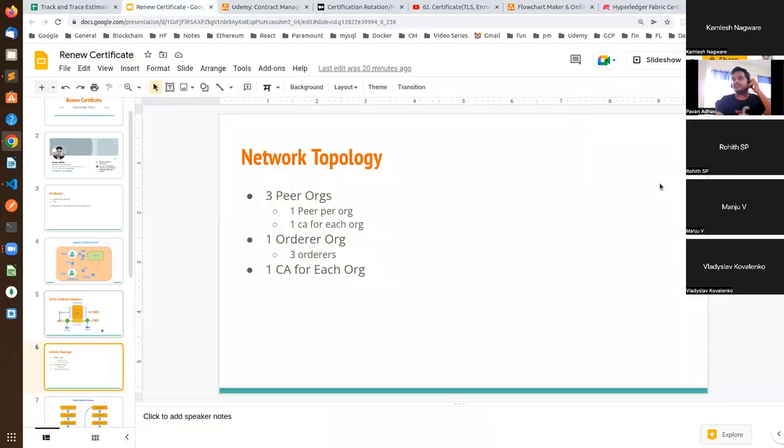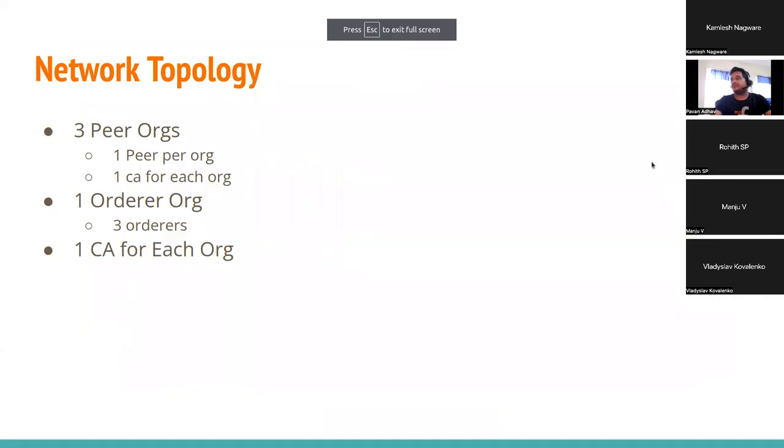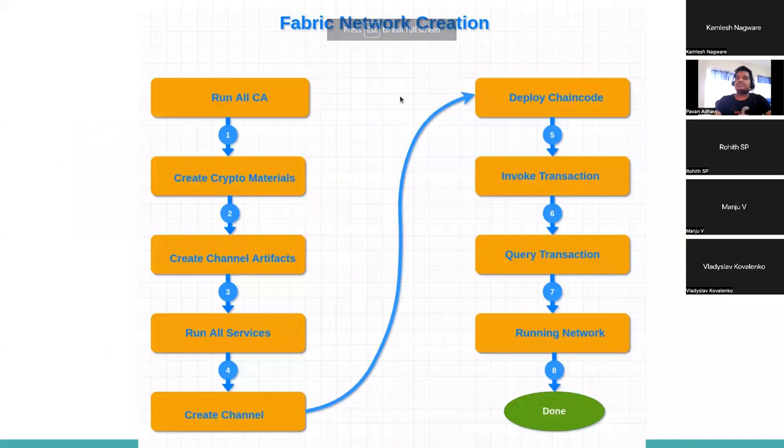Okay, so first step, how to create a network. You might already be aware of how we can create a Hyperledger Fabric network from scratch. First of all, we have to have the certificate authority for all the organizations. Using this certificate authority, we will create the crypto material for all the participants in the organization in their respective CA. Once we have the crypto materials, we can create channel artifacts like the genesis block or channel.transaction file. Once we have these channel artifacts, we can run all these services, which are the peers, orderers, and CouchDB, in case we're using CouchDB as the current state database.